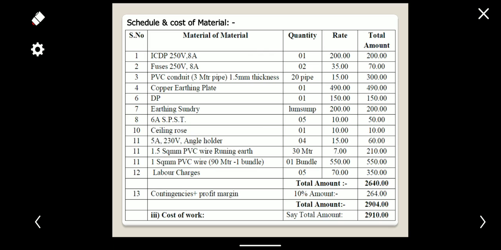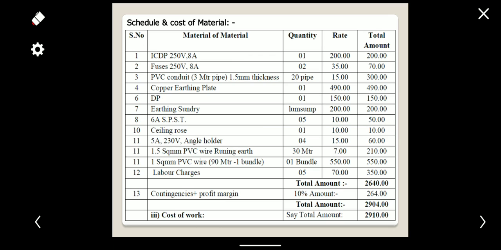Then earthing sundry is lump sum. In this sundry we use charcoal, salt and all. So it is lump sum 200 rupees. Then 6 ampere single pole single throw switch, we want 5, because there are 5 different loads. Each has 10 rupees, so total 50. Then ceiling rose is 1 at 10 rupees.